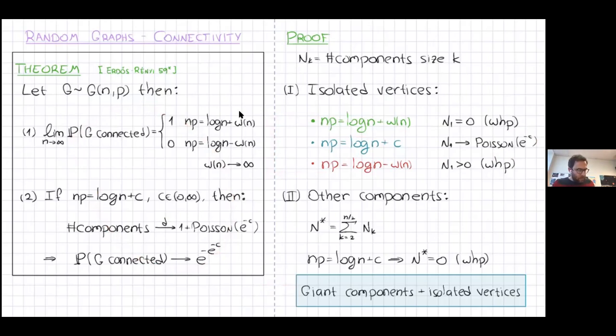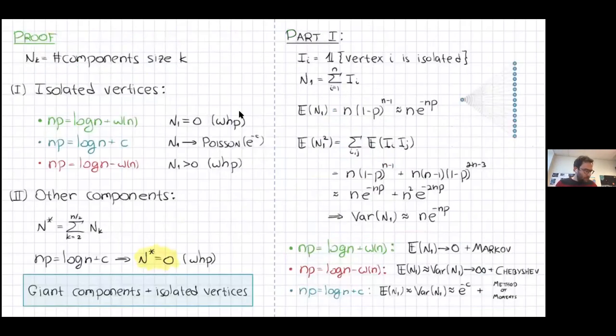And to do that, we basically count all the possible components that we have, which are not isolated vertices and not the big component that we have anyway. And then we can show that with high probability, the number of those components is 0. So we can show that there's nothing else but the isolated vertices. So this is the idea. Let's quickly see how each of the parts is done.